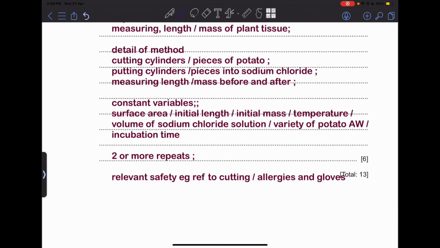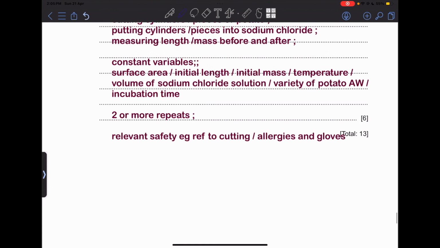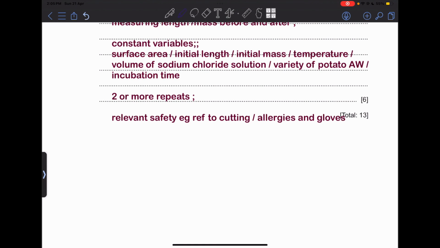Now the constant variables, you have to keep these things constant. This is the surface area and the initial length, or the initial mass, or the temperature. There's a lot of answers you can write down, and of course you can get a mark for saying you can repeat this experiment and taking the mean value or the average value. And you can also get another mark if you say, for example, you have to be using gloves or you have to be careful when you are cutting.